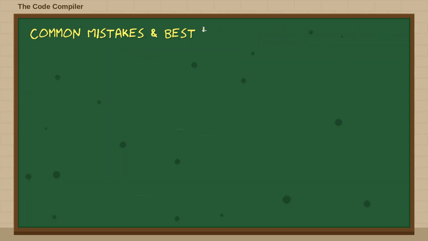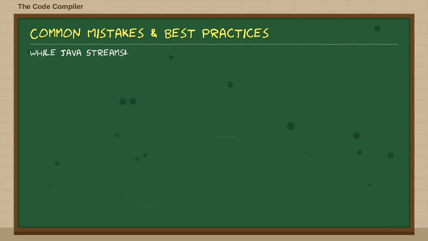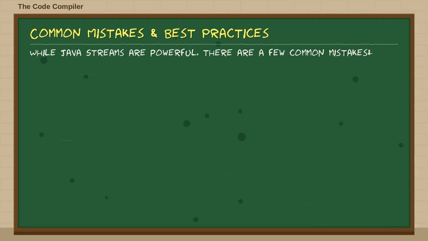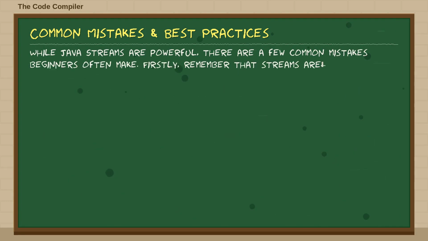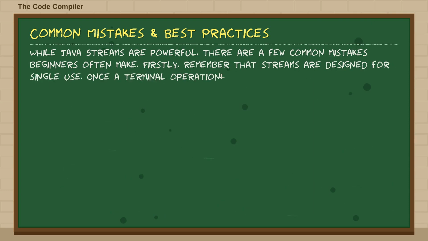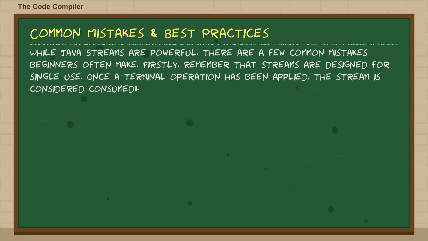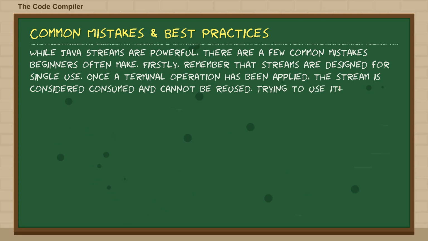While Java streams are powerful, there are a few common mistakes beginners often make. Firstly, remember that streams are designed for single use. Once a terminal operation has been applied, the stream is considered consumed and cannot be reused. Trying to use it again will result in an illegal state exception.